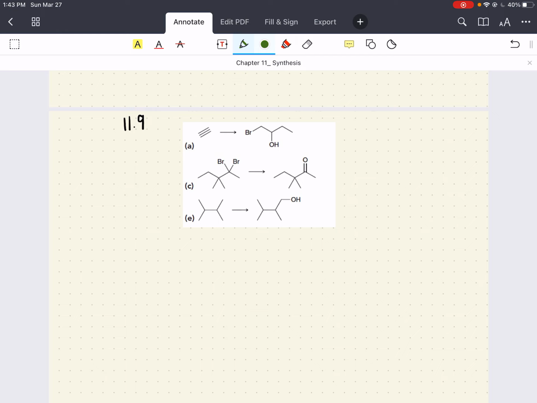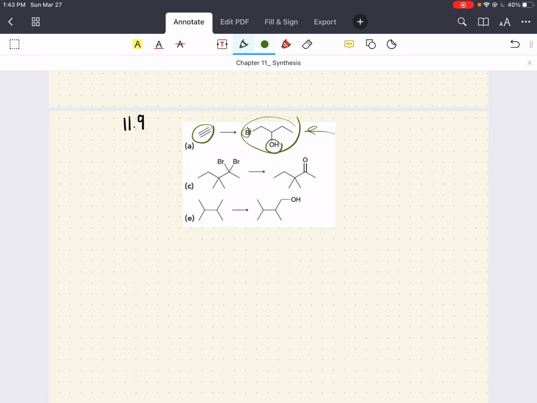Let's look at this. Here's our starting material, a good old triple bond. And we want to end up with this molecule where there is an alcohol group and a bromine that we didn't have to begin with, and also absolutely no pi bonds.